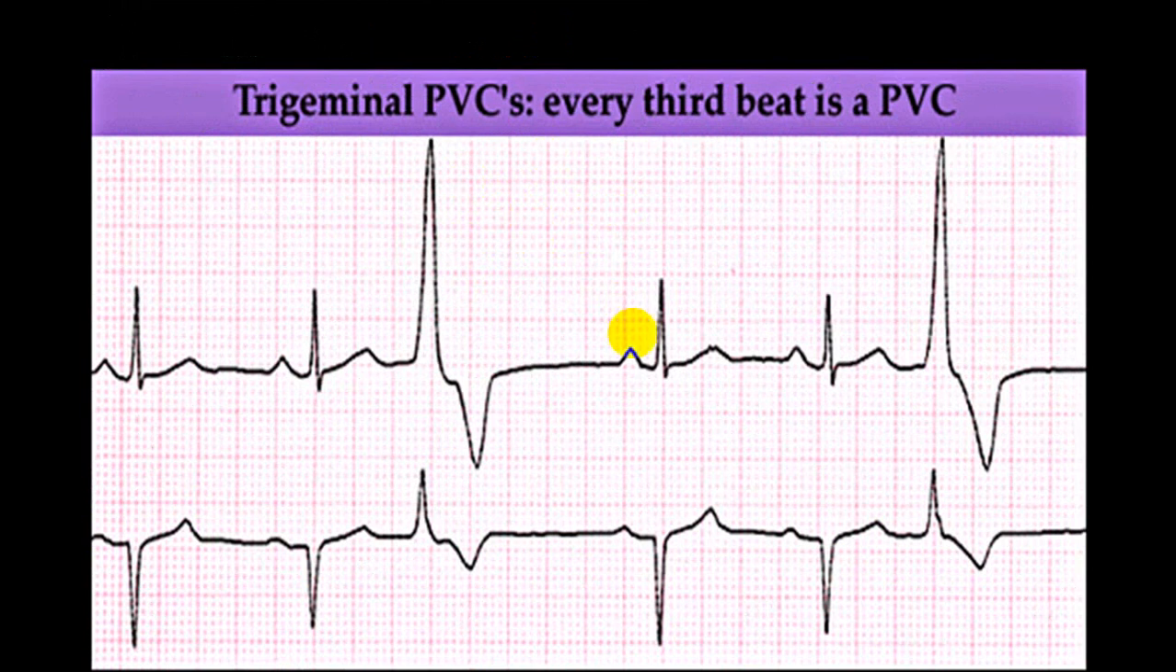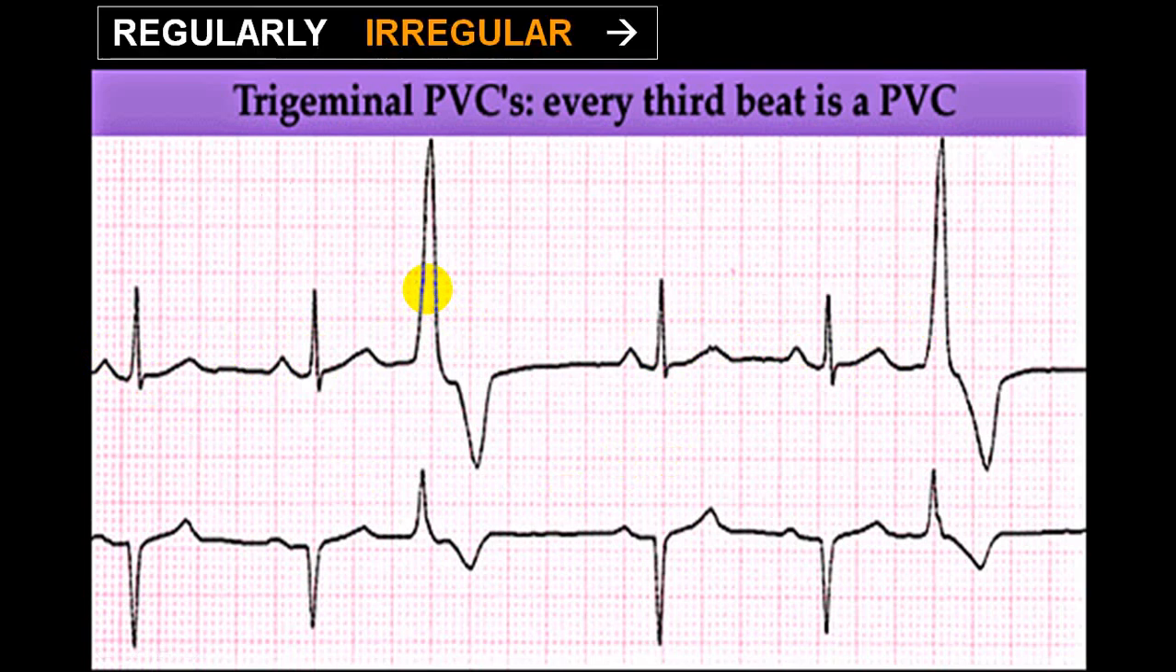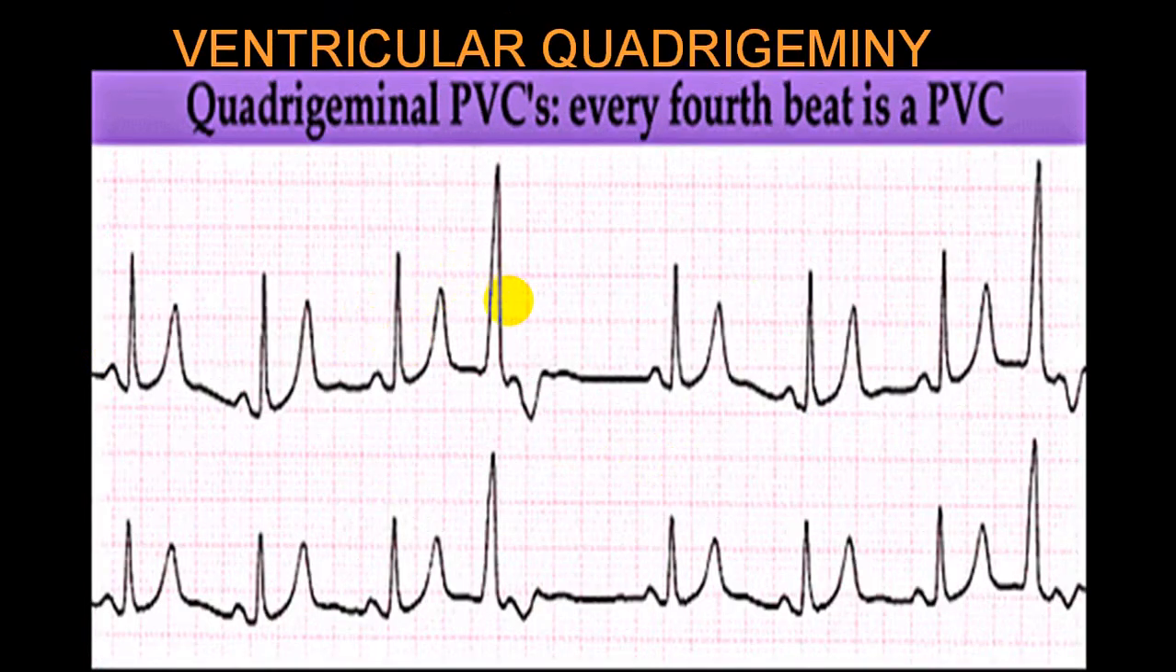Every third beat is a ventricular premature beat. 1, 2, and 3. 1, 2, and 3. So every third beat is a missed beat. So this will again give rise to apex pulse deficit. This is every fourth beat is a ventricular premature beat. So we call it ventricular quadrigeminy or tetrageminy. So every fourth beat is a ventricular premature beat which will give rise to pulse deficit. So there will be apex pulse deficit.